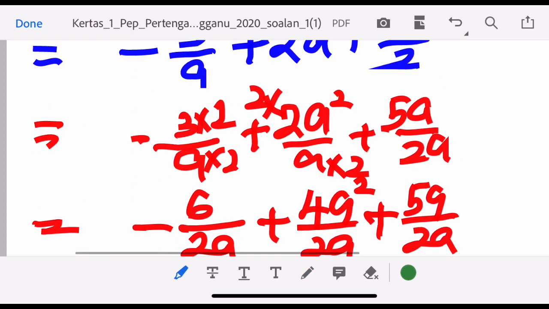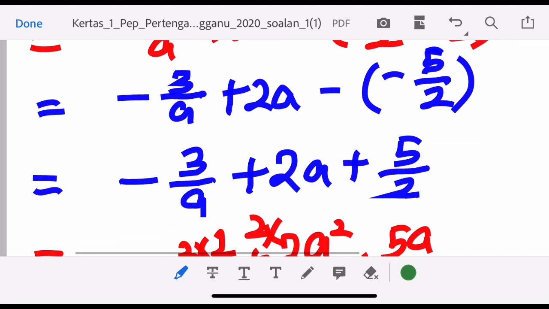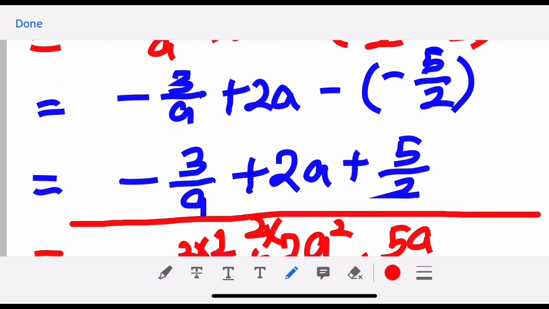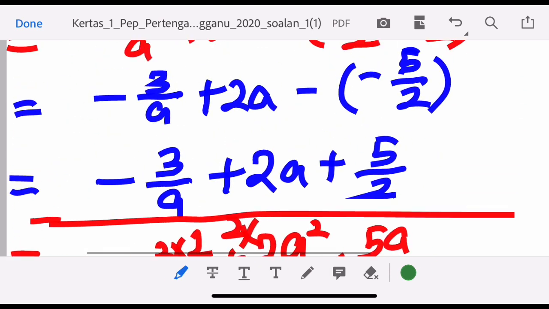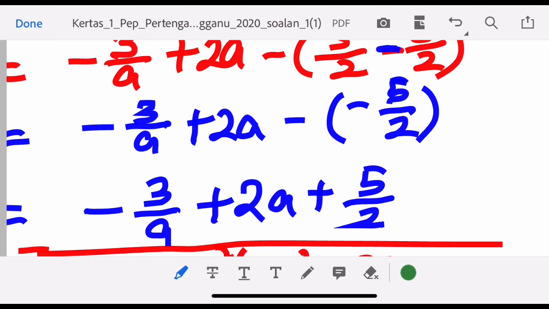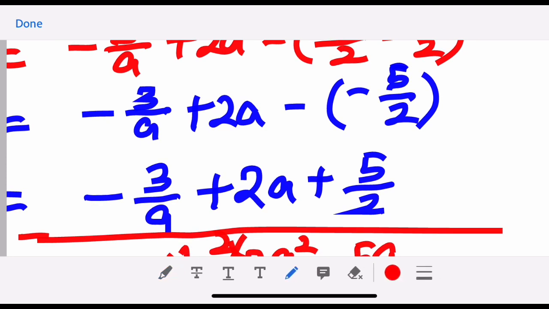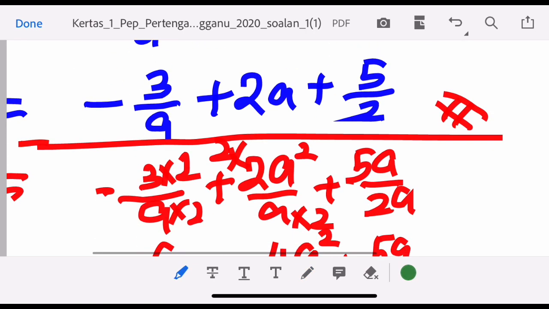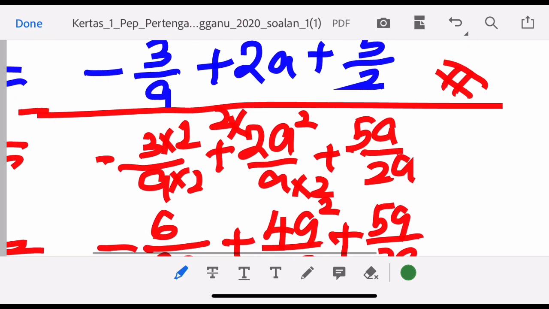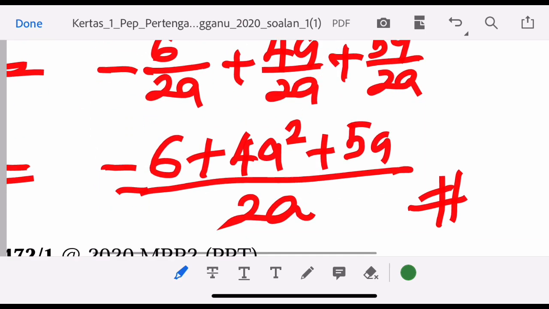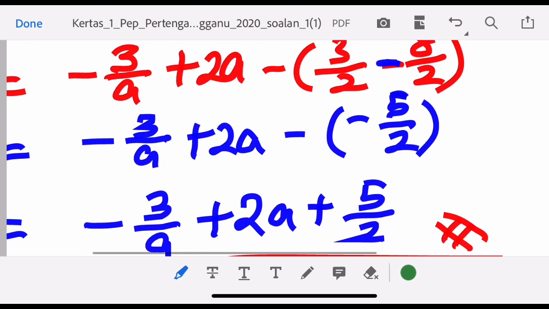But actually I think I accept the earlier one as the simplest answer, because let's say you make a careless mistake after you continue doing, then they will give you wrong. So better you stop here to make your answer the simplest answer like this. Alright, so no harm. If you want to simplify until every term has the denominator of 2a, also no problem. So it's either this answer or this answer accepted.